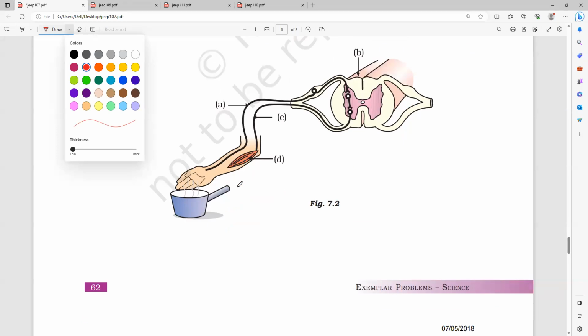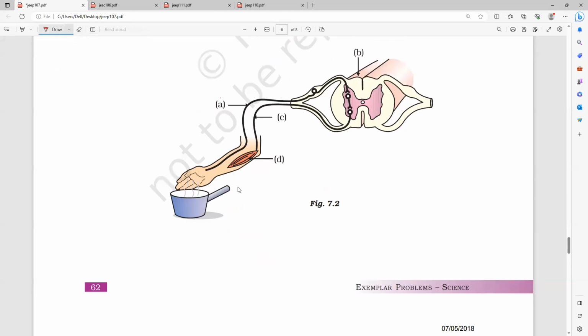So we all know what the A part is, everybody? A part: sensory neuron. Even yesterday you might have studied, madam taught you. So B part, what is that? Spinal cord. C part, motor neuron. D part, effectors. Effectors, particularly we can say what? Muscles and glands, muscle in arm.